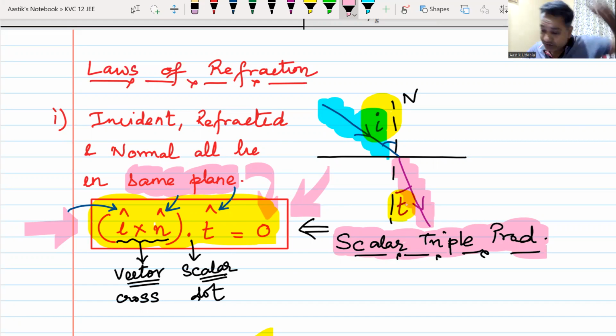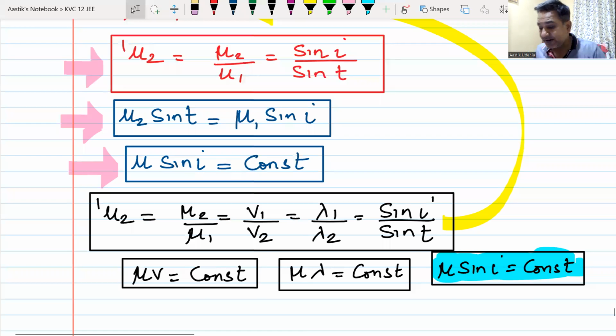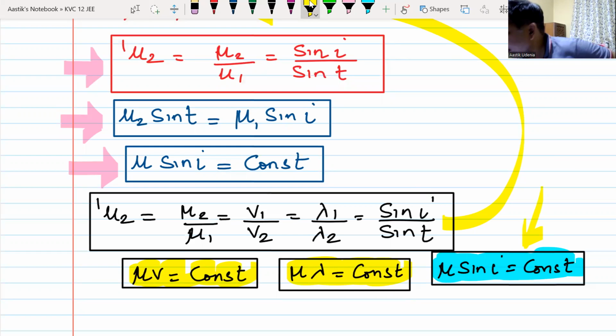And then we had talked about Snell's law. Do we remember Snell's law? Mu2 by mu1 is sine I by sine R, or sine I by sine T, depending on whether I call it R or T. And then we had seen that we can write this Snell's law in different ways. We can write it like this in the yellow one. Mu into V is constant, or mu into lambda is constant, or mu into sine of I is constant.